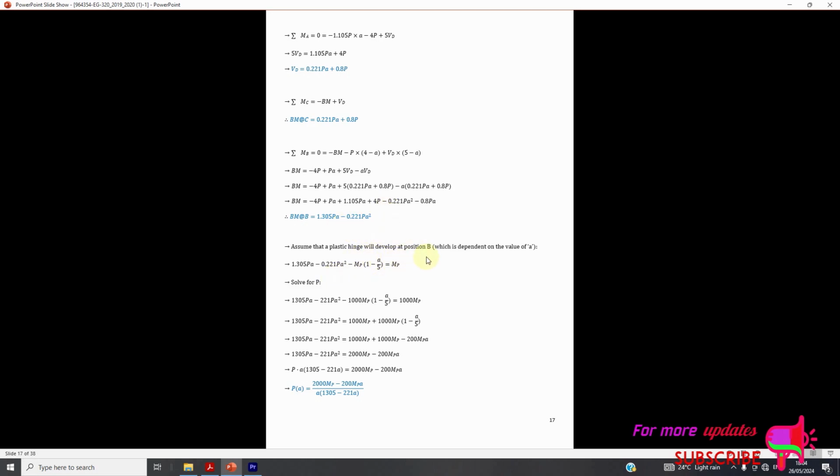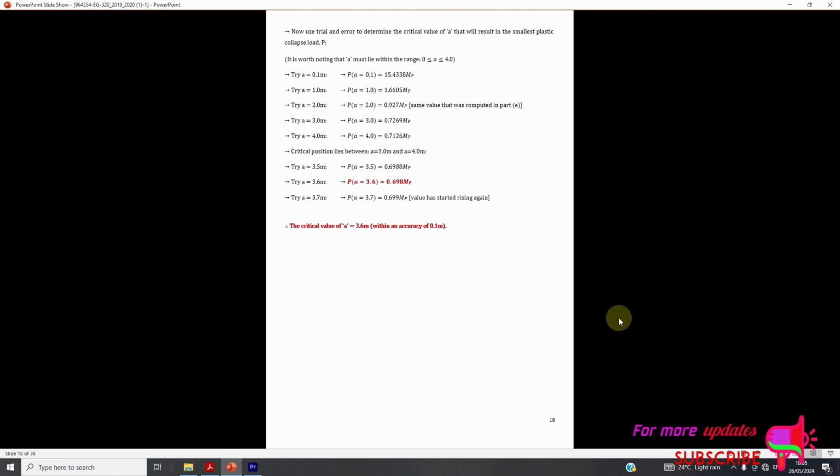Now assume a plastic hinge will develop at B, which is dependent on the value of a. Now we get that 1.305Pa minus 0.221Pa squared minus Mp times the bracket 1 minus a over 5 is equal to Mp. Solve for P. After solving and simplifying, we get that P at a is equal to 200Mp minus 200Mp times a, over the bracket 1305 minus 221a. Now use trial and error to determine the critical value a that will result in the smallest plastic collapse P. It is worth noting that a must lie within the range of 0 and 4.